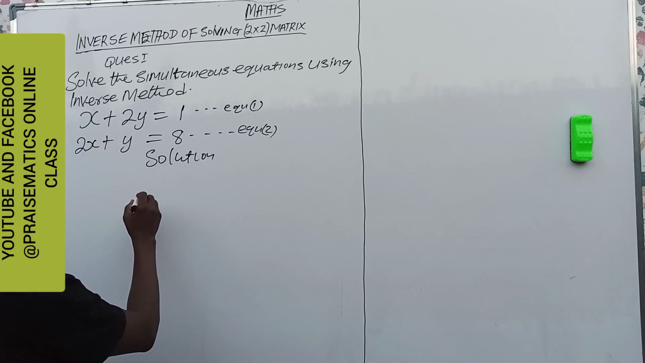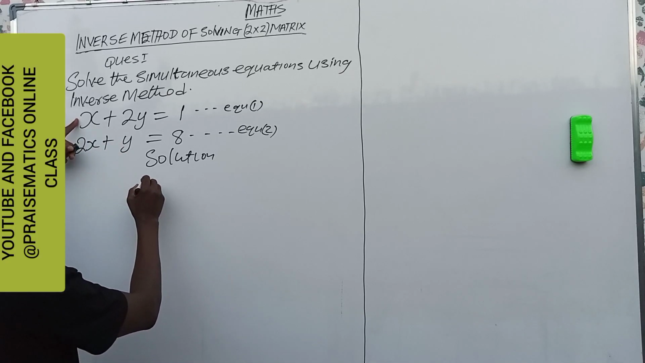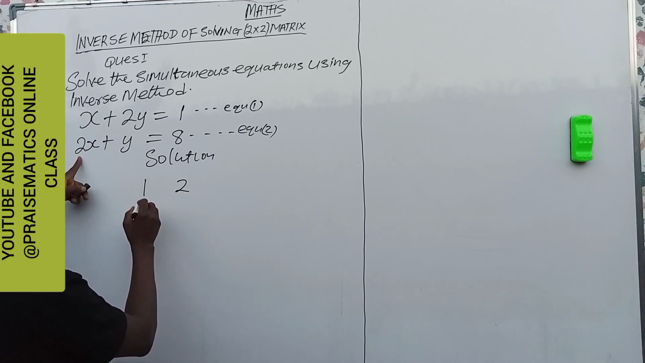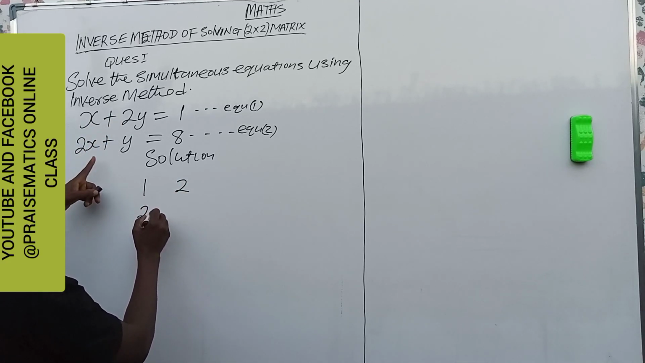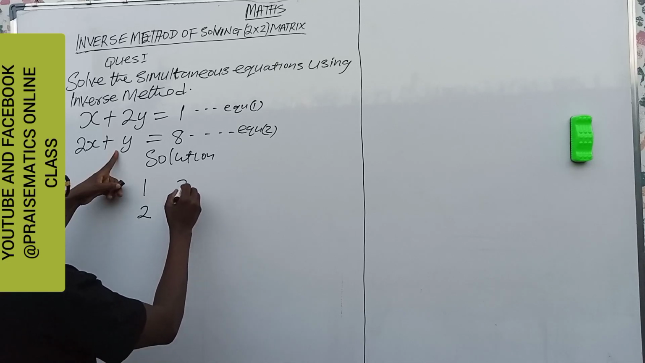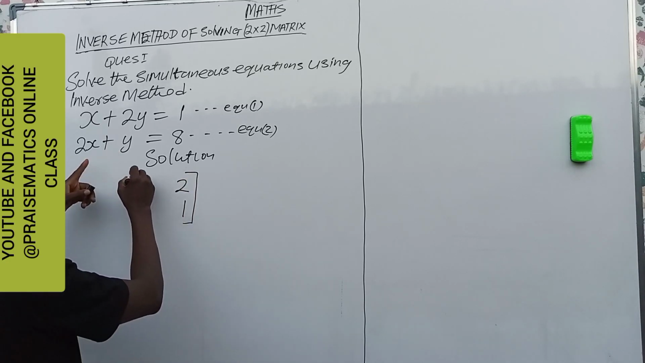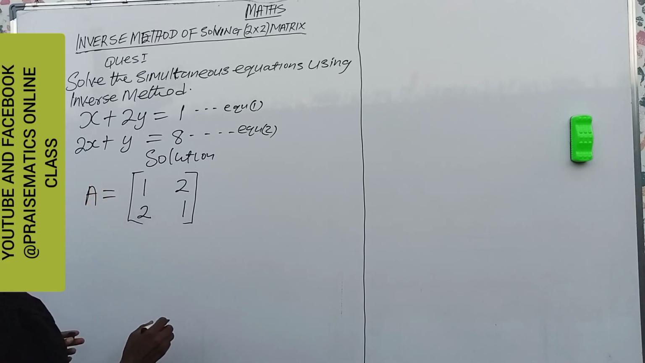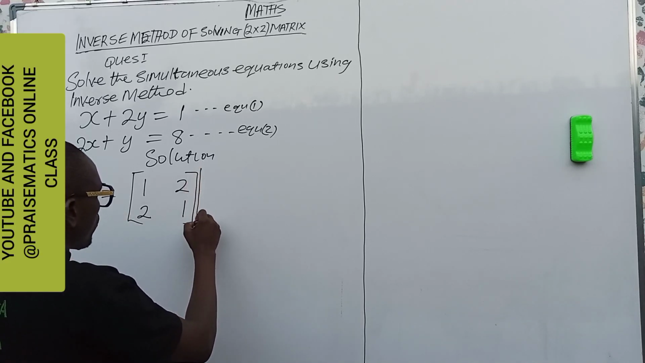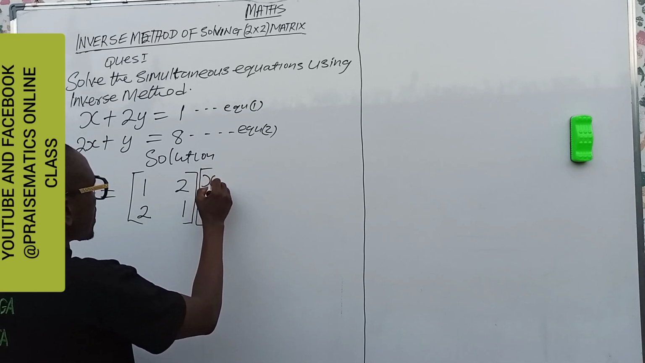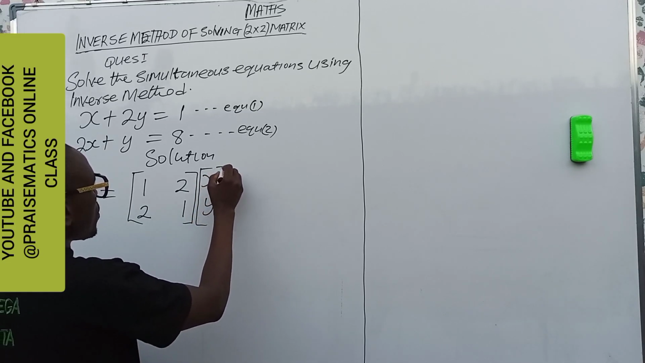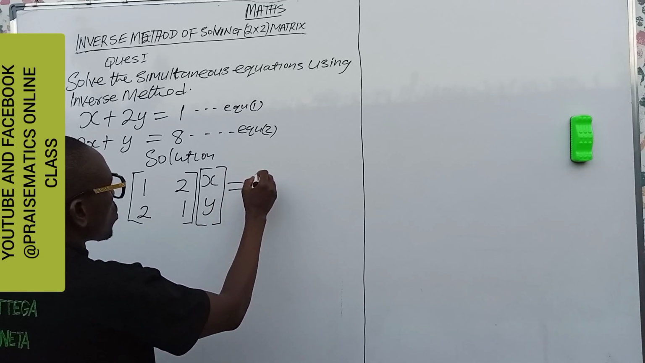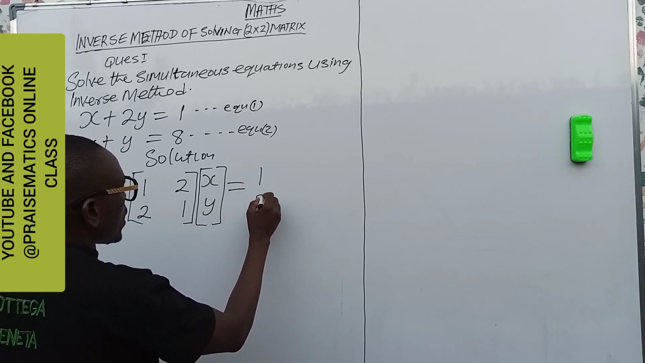What is the augmented matrix? The coefficient of x here is 1. The coefficient of y here is 2. The coefficient of x here is 2. The coefficient of y here is 1. You put it in this form. Assign any alphabet of your choice. Let A be equal to this. What are we looking for? We are looking for x and y, it depends on the alphabet, and it is equal to 1 and 8.